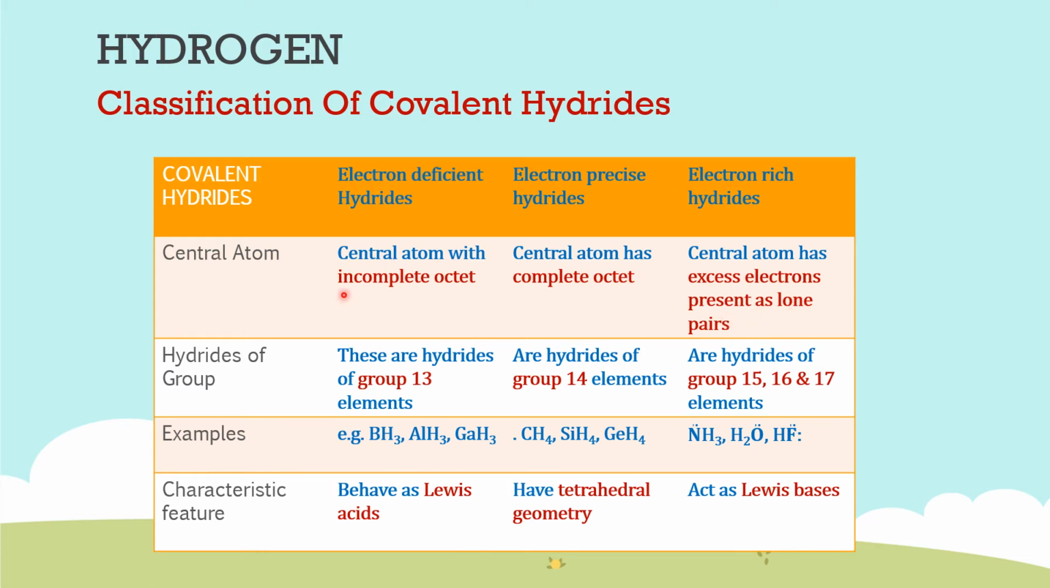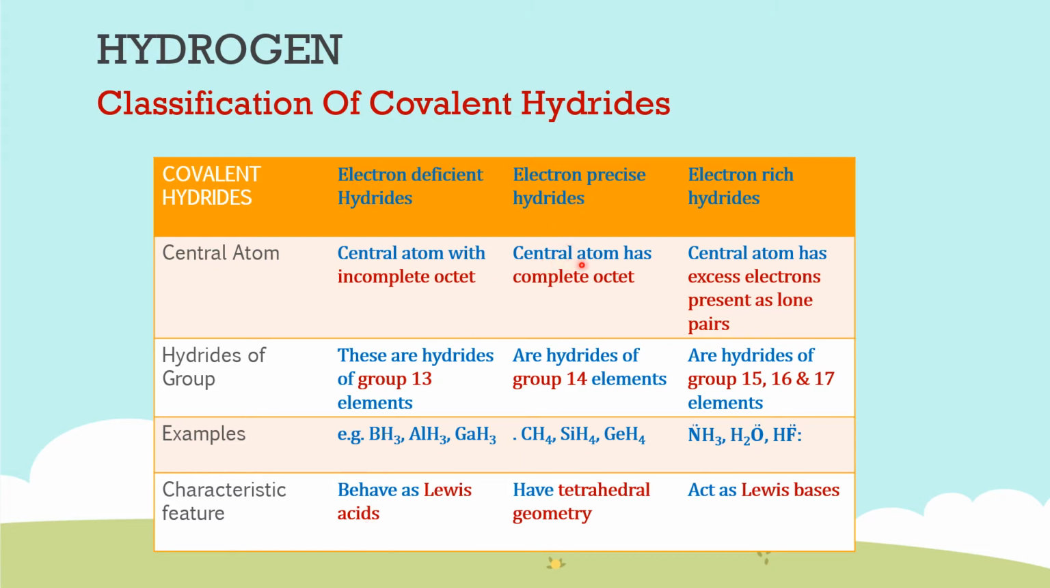So the electron deficient hydrides are going to be the hydrides of group number 13. For example, we have BH3, aluminium hydride, gallium hydride. So all of these are electron deficient hydrides, and because they are electron deficient, therefore they act as Lewis acids.